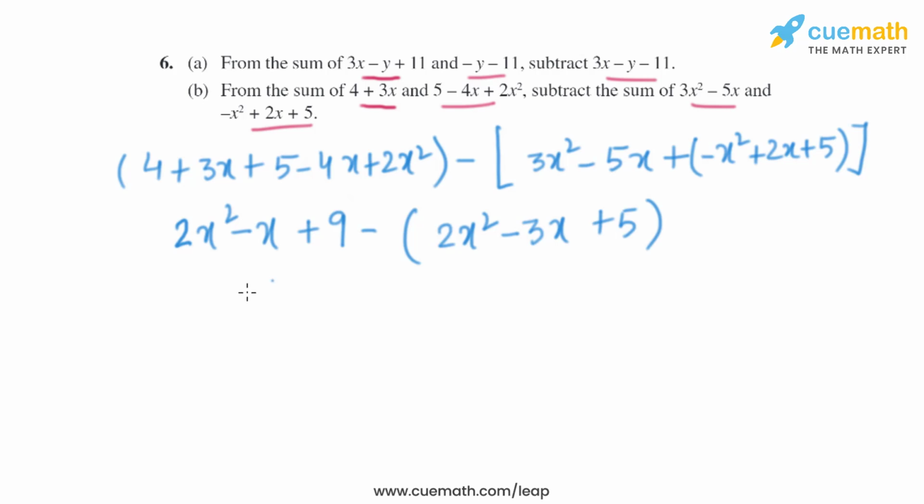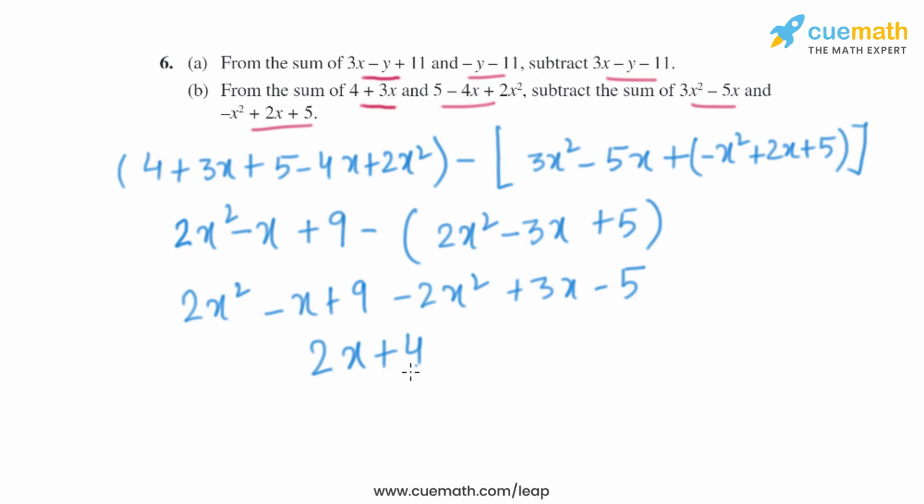Now when we remove the bracket, it will become 2x square minus x plus 9 minus 2x square plus 3x minus 5. 2x square and minus 2x square is basically 0, and minus x and plus 3x is basically 2x, and plus 9 and minus 5 is plus 4.